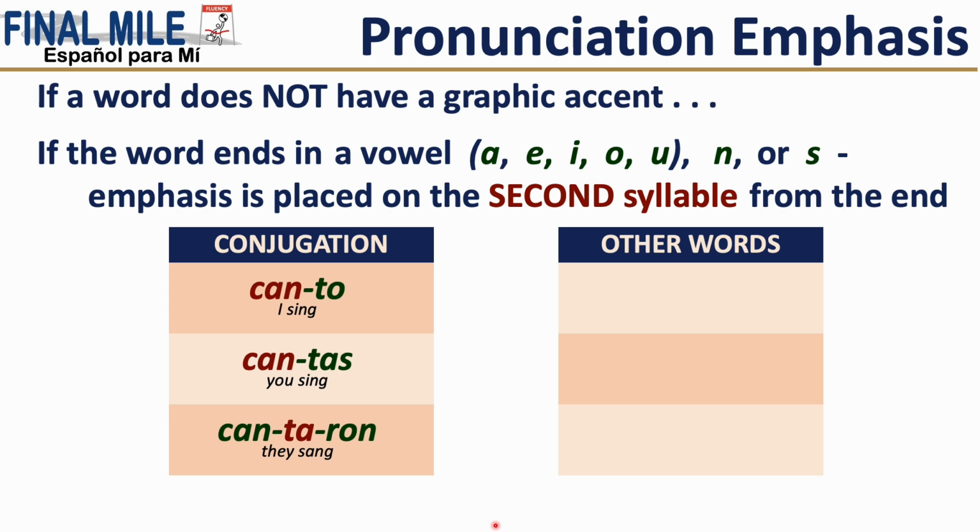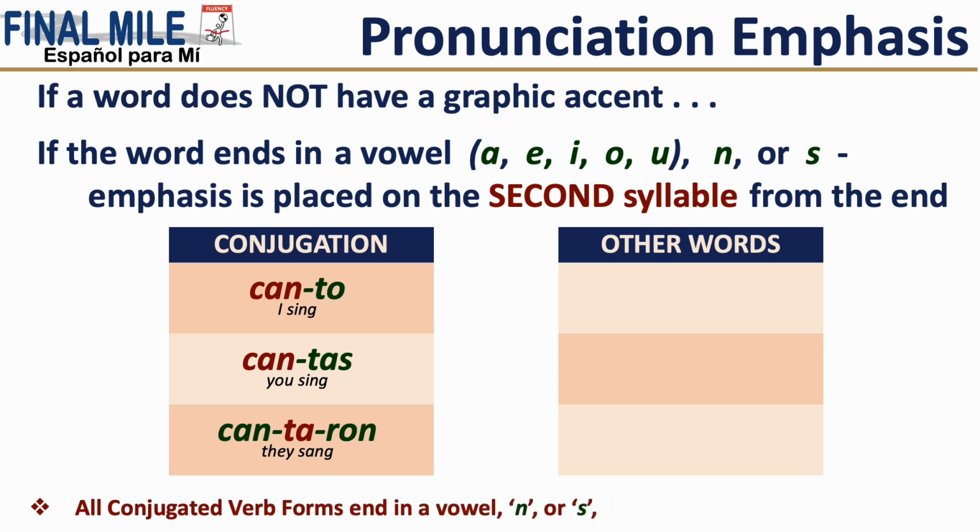Okay? Does it end in a vowel or N or S? Yes, this is this case. So that tells us that emphasis is on syllable number 2. This is a 3-syllable one. R-O-N is syllable number 1. Remember, we are counting from the right to the left. Syllable number 1, syllable number 2. Okay? And this is going to sound cantaron. Cantaron. As opposed to cantaron, okay, if it were on this syllable. Cantaron, you will get the hang of it.